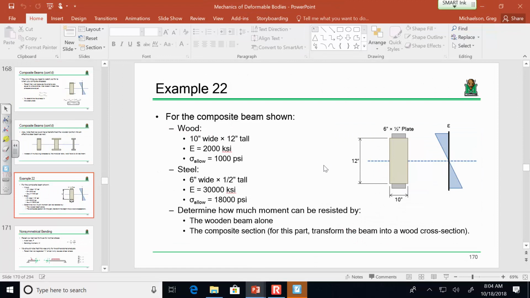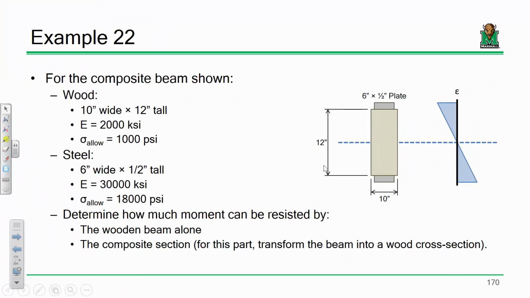So this is the problem that we were working on last time, okay? So here's the problem we were looking at last time. We had a wooden beam that is essentially a composite structure because it's a wooden beam and it has a steel plate on the top and bottom. And what we're trying to determine is how much moment can be resisted by the wooden beam and by the composite section, okay?